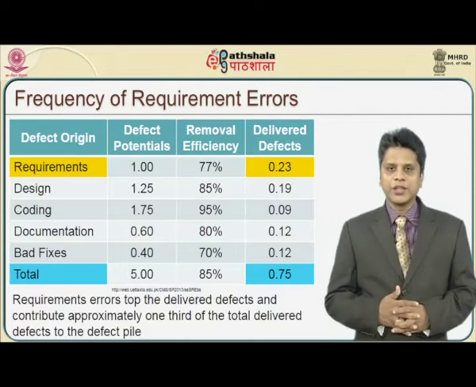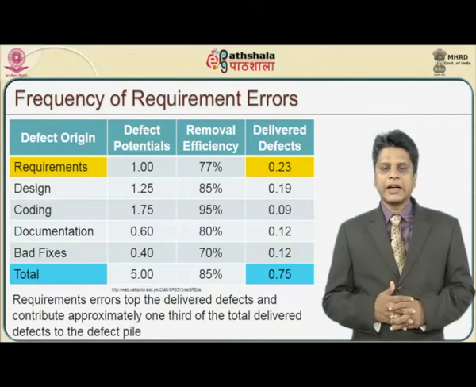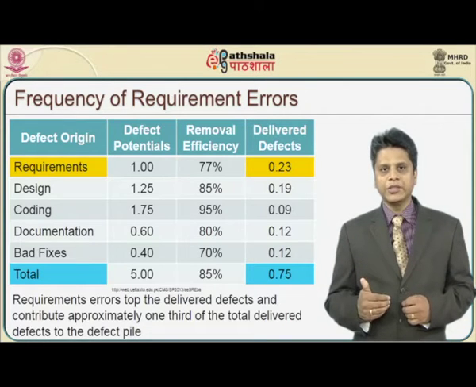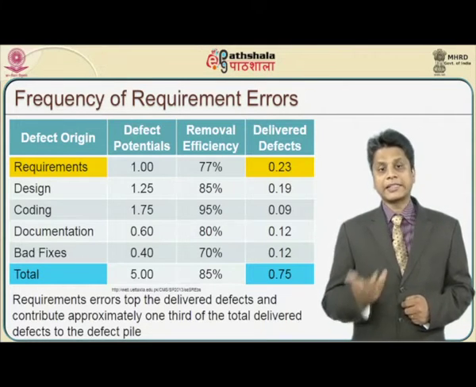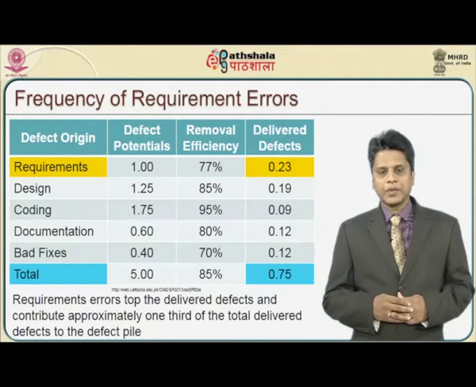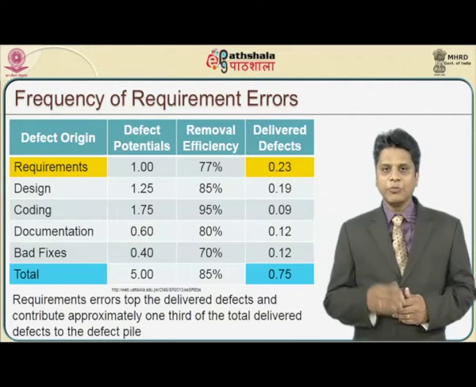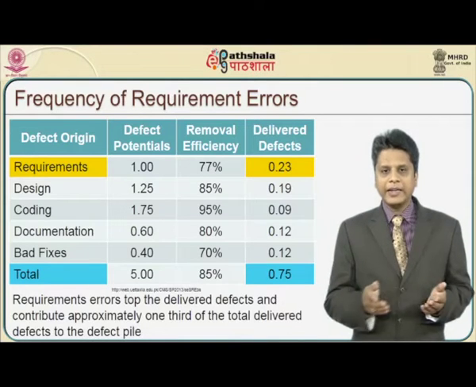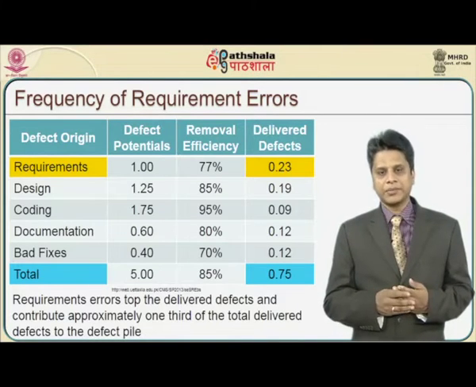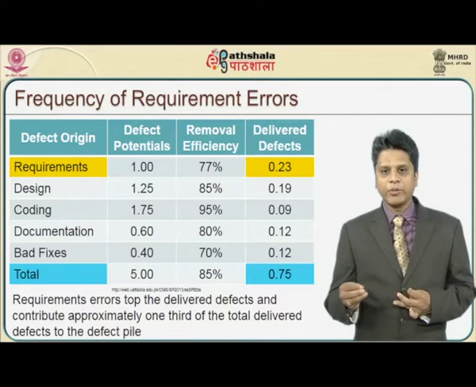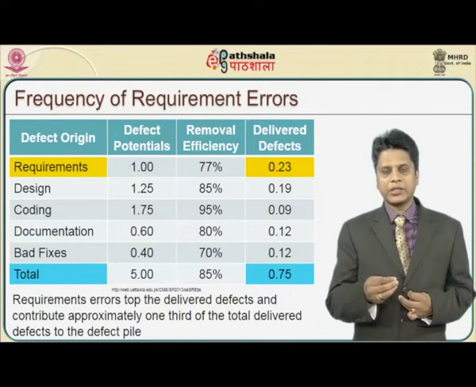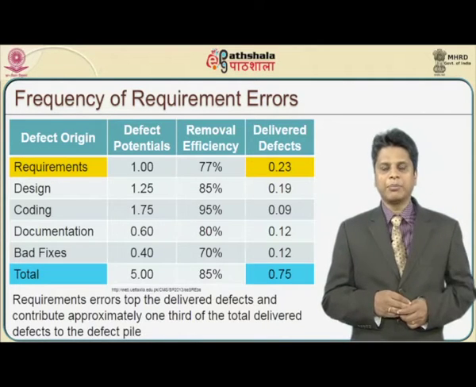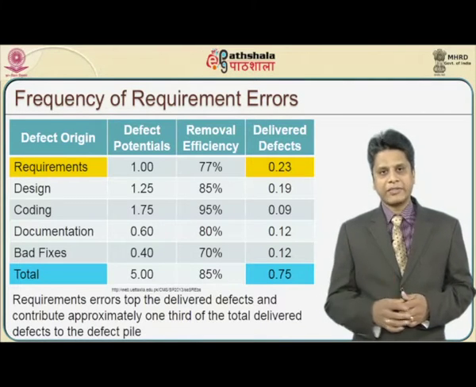We look at the defect origin, starting with the requirements phase, moving on to design, coding, documentation, and in terms of bad fixes, bad testing, and in total. The identification and removal efficiency, if it is noted at the requirement stage, will be only 77%. So the delivered defect will be 0.23, whereas when you compare it with the other phases of your entire life cycle of software development, it will be more than 77%.